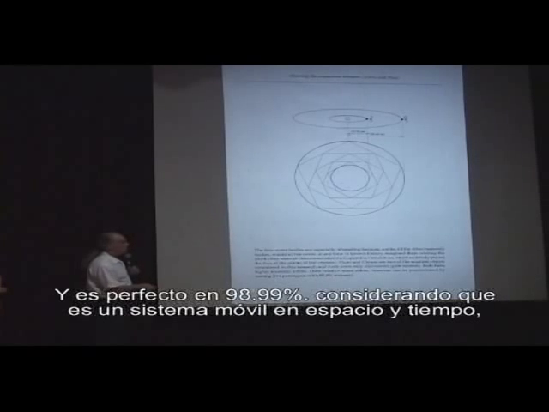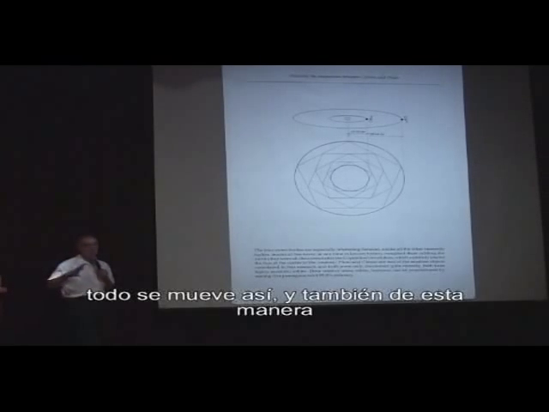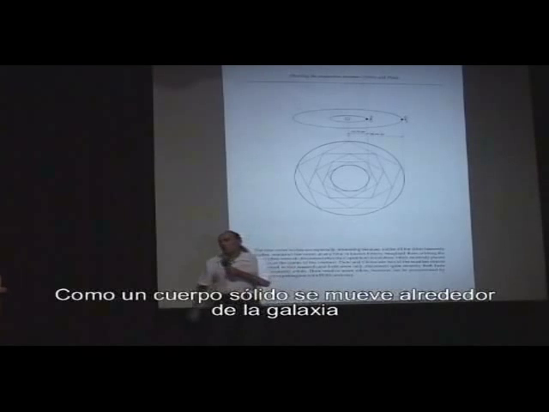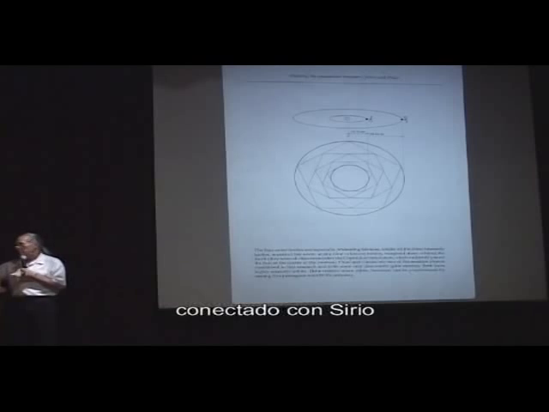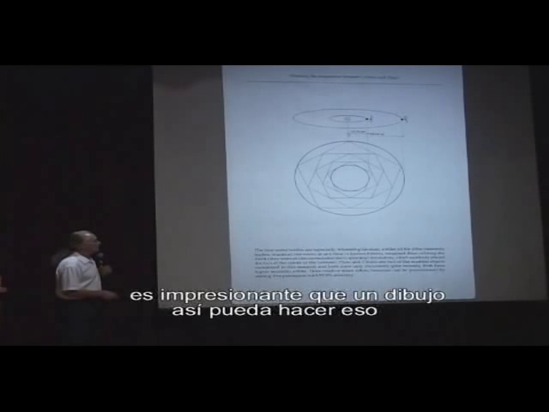It's 99.8% perfect, considering we have a moving system through space and time. Everything's moving through there. They're not only going around this way, but the whole thing is moving as a solid body around the galaxy, connected to the star Sirius. It's pretty amazing that a simple drawing like this could do that.